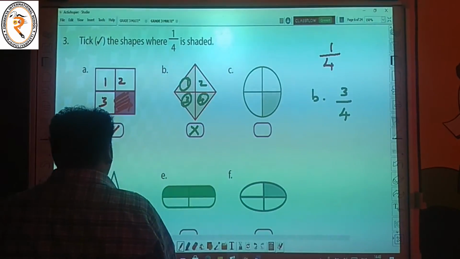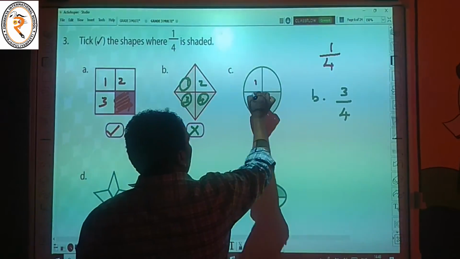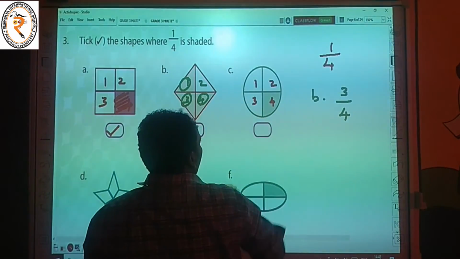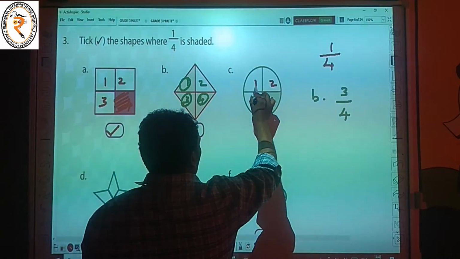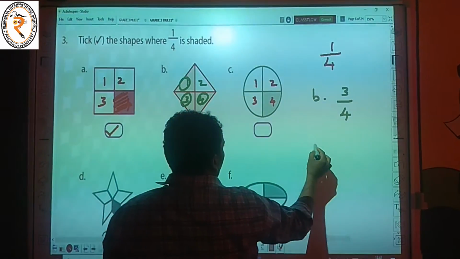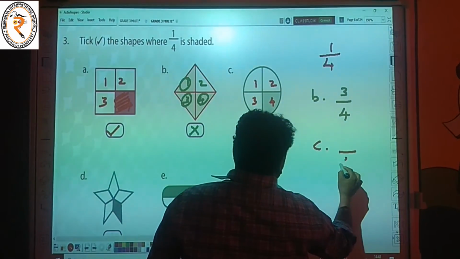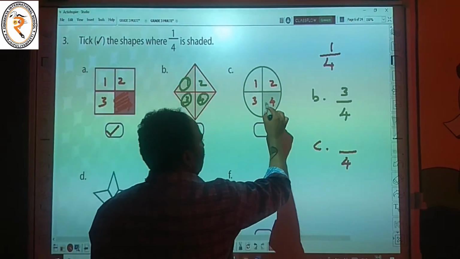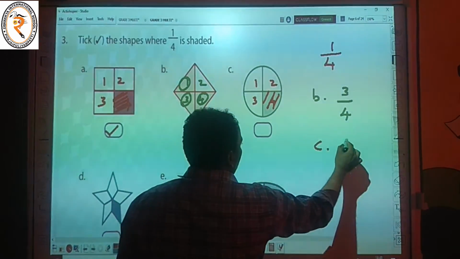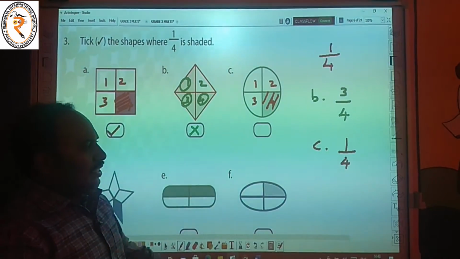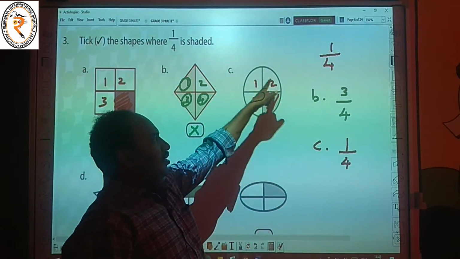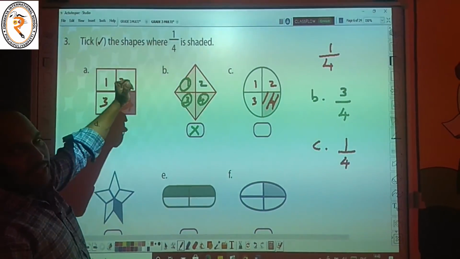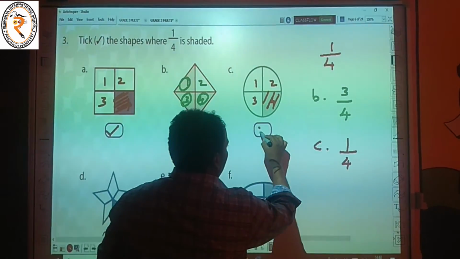Here the total number of parts is 1, 2, 3, 4. So the denominator is 4. Here the shaded portion is only 1. So our answer is 1 by 4. The shaded portion is 1 by 4. The question is to tick the shapes where 1 by 4 is shaded.